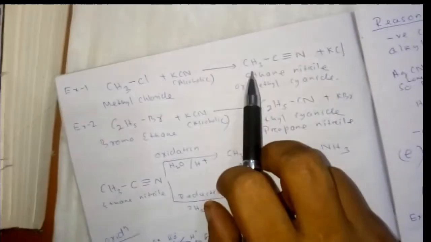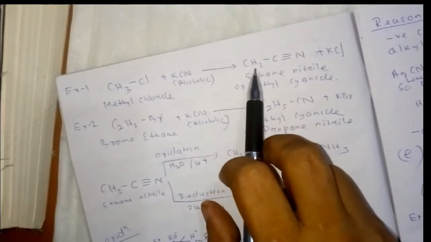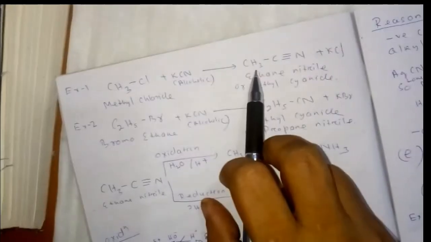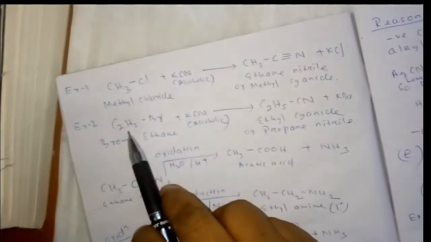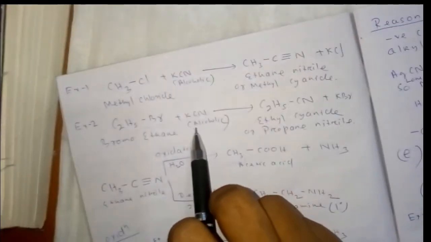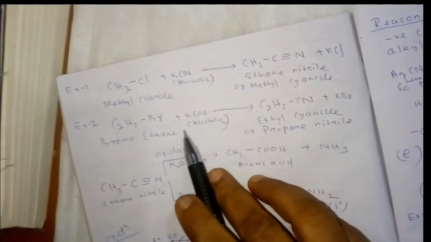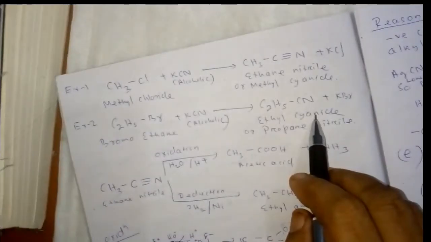The common name is methyl cyanide. The IUPAC name is ethane nitrile. The second example is C2H5Br, bromoethane, plus alcoholic KCN, which gives C2H5CN plus KBr. The common name is ethyl cyanide.